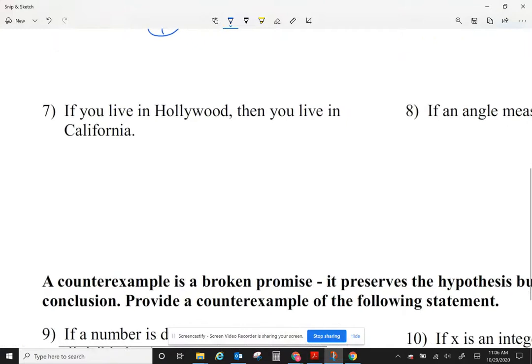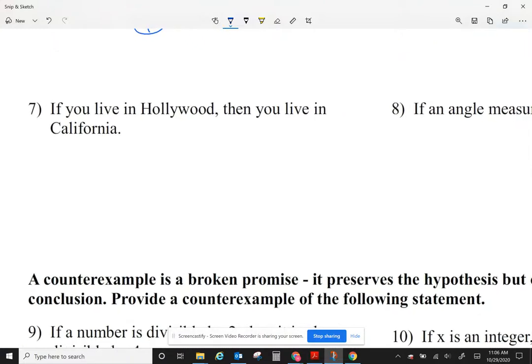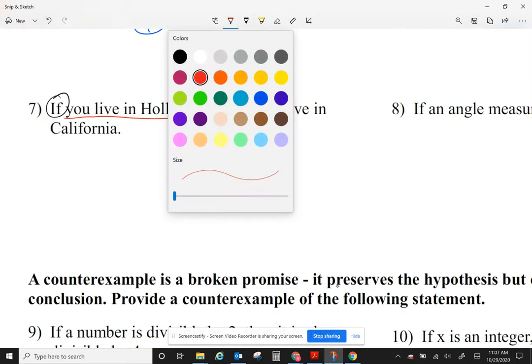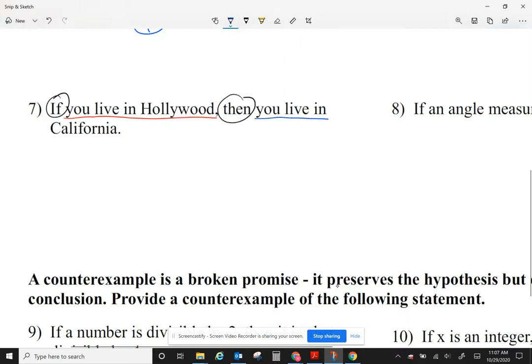Now, let's take a look at question number 7. If you live in Hollywood, then you live in California. I can see my words if and then. I like the words if and then because they help me identify the hypothesis. The hypothesis is the if part. And I can also identify the conclusion. That's the then part. I want to prove this wrong. I want the hypothesis to be true, and I want the conclusion to not be true.